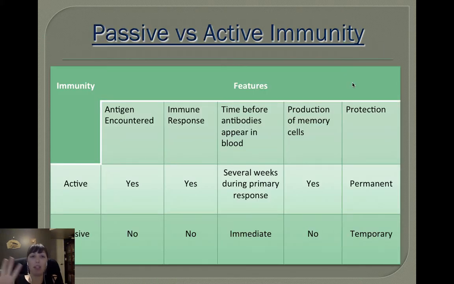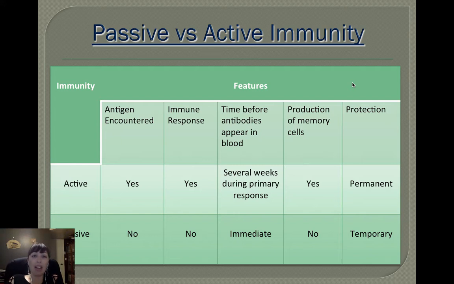This is a table summarizing passive versus active immunity. Active immunity is where the antigen is encountered. There is an immune response. It can take several weeks during the primary response. There is a production of memory cells and the protection is permanent.